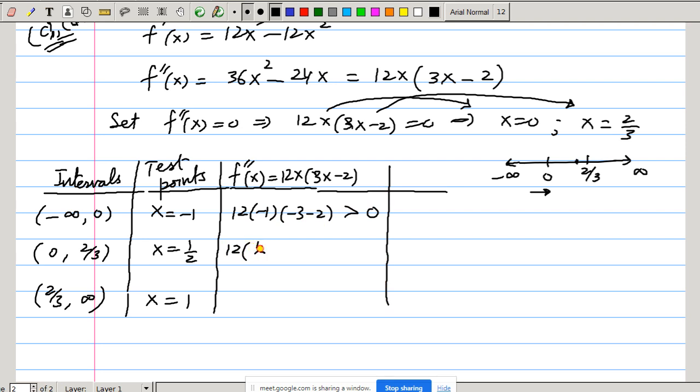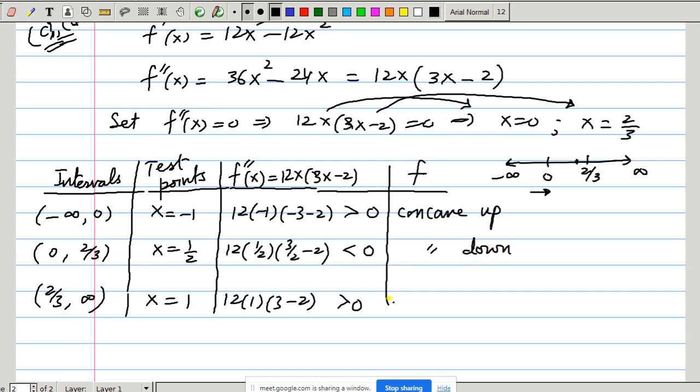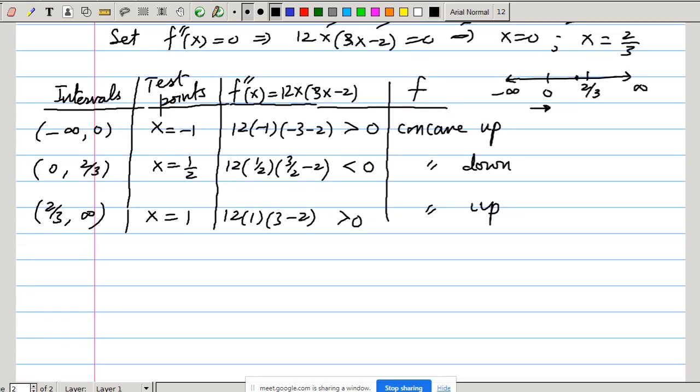12 times 1 by 2 is positive, but 3 by 2 minus 2 is negative, so this becomes negative. And 12 times 1 times 3 minus 2 is positive. So f is concave up here because its second derivative is positive, concave down here because the second derivative is negative, and again concave up here.